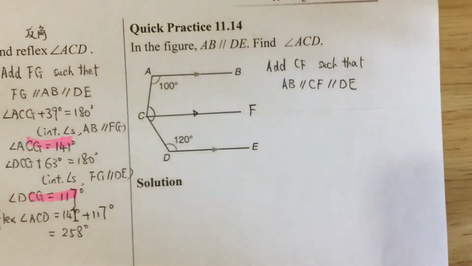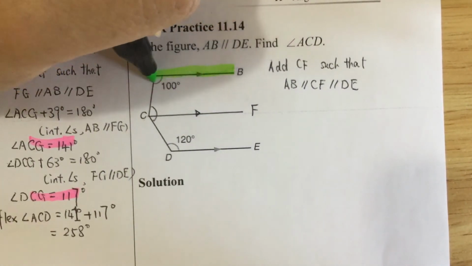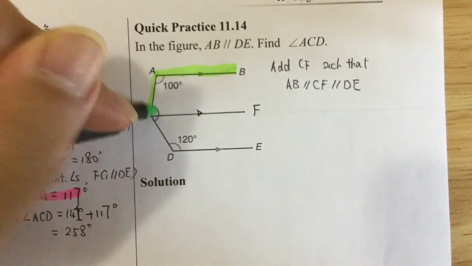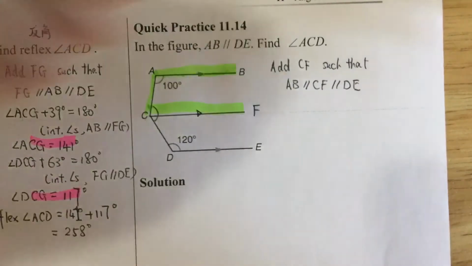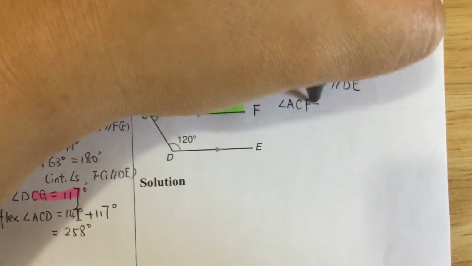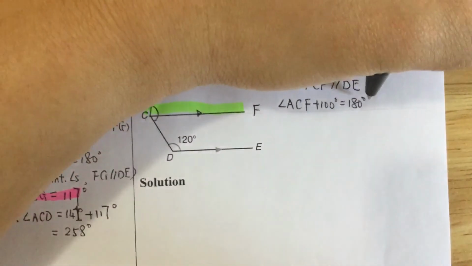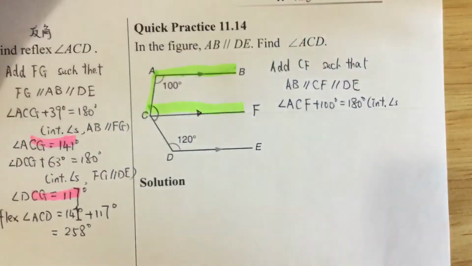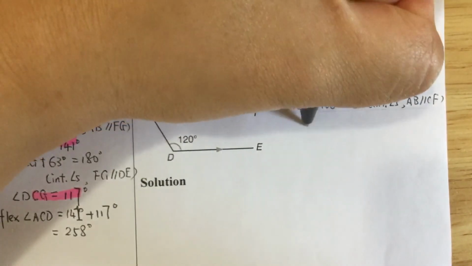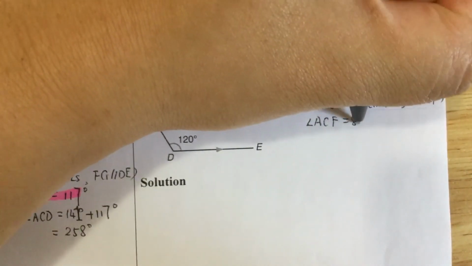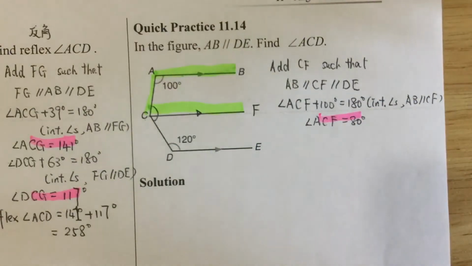And then we know that once again, interior angle. This is the first interior angle, so we can find out the angle ACF first. So angle ACF plus 100 degrees equals 180 degrees. So this one is called the interior angle, AB parallel CF. So angle ACF is equal to 80 degrees. So we solve the first answer.